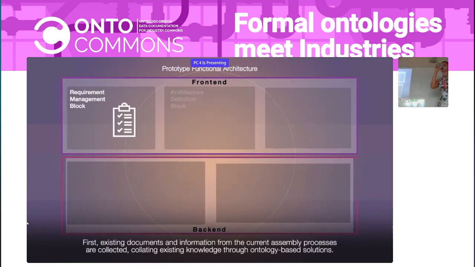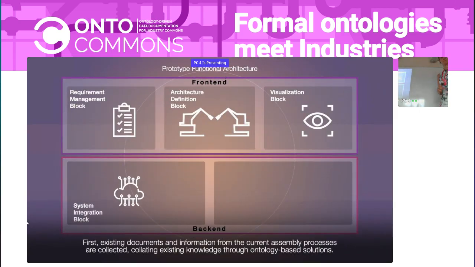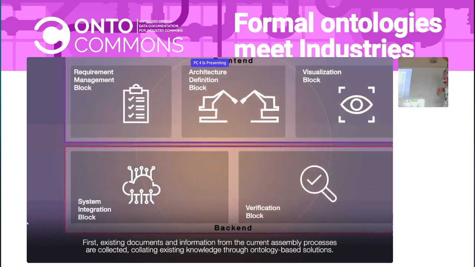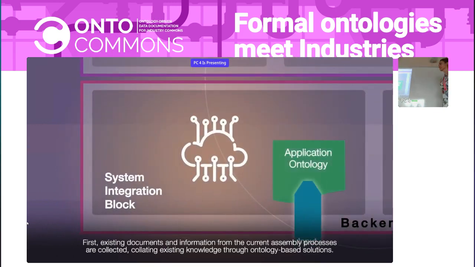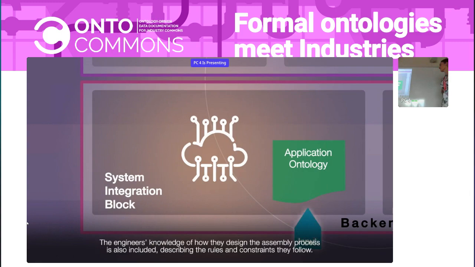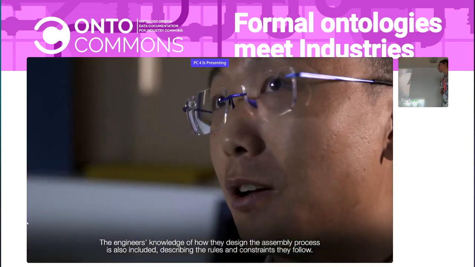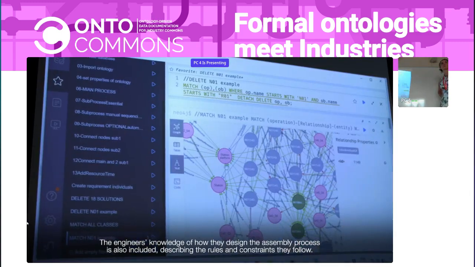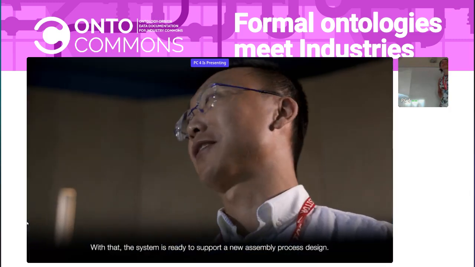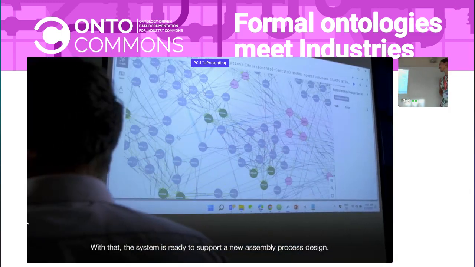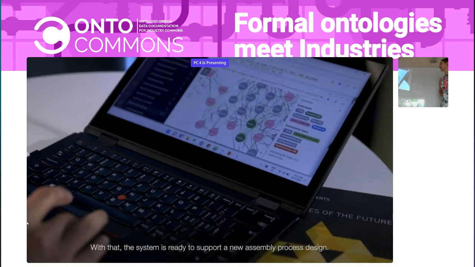First, existing documents and information from the current assembly processes are collected, collating existing knowledge through ontology-based solutions. The engineer's knowledge of how they design the assembly process is also included, describing the rules and constraints they follow. With that, the system is ready to support a new assembly process design.